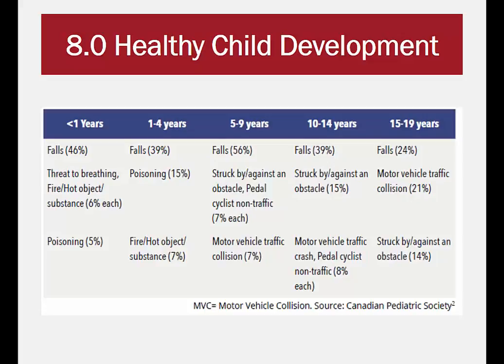This chart shows the leading causes of unintentional injury hospitalization for Canadian children 0 to 19 years old. As you can see, the causes of unintentional injuries among children and adolescents vary by age due to multiple factors such as child development and exposure to hazards. The prevention of unintentional pediatric injuries requires considerations that are unique to children and adolescents.